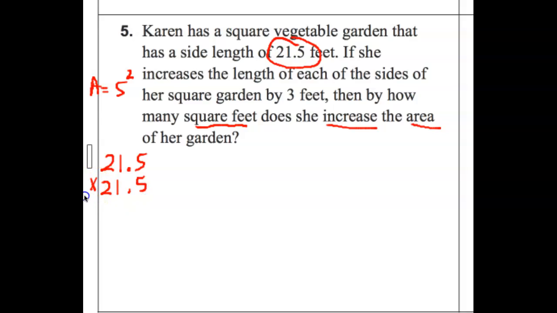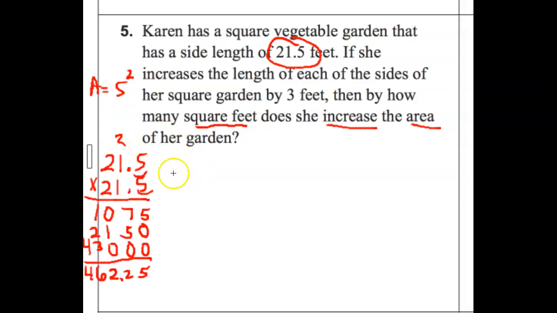And please don't give up and use a calculator. These numbers are very easy to multiply, 2, 1, and 5. So do your best and do it correctly the long way with your brain. Okay, so if you said the original area of our garden was 462 and 25 hundredths feet, you are correct. And how did I know to put the decimal 2 spaces over? Well, there were 2 spaces worth of decimal places in the 2 factors at the top.